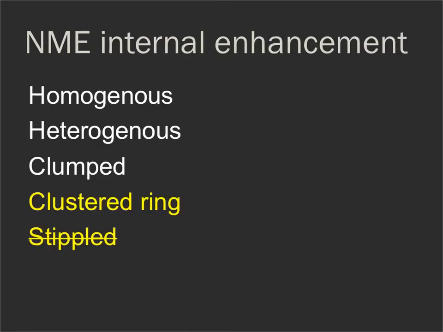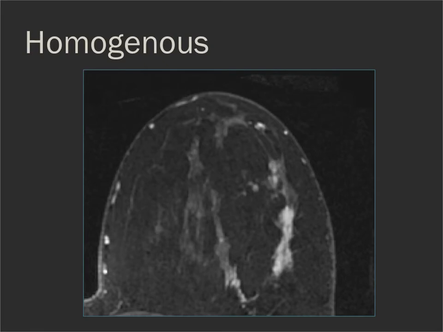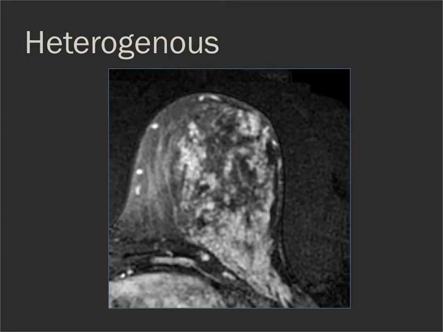So we need to describe, after the distribution, the internal enhancement characteristics of non-mass enhancement. And these are 4: homogeneous, heterogeneous, clumped, and clustered ring, which is a new one, and they got rid of stippled. So this patient has a focus, because it doesn't really fall into a segment, it's not big enough to be a region, of homogeneous enhancement. This, however, has multiple regions of heterogeneous enhancement.